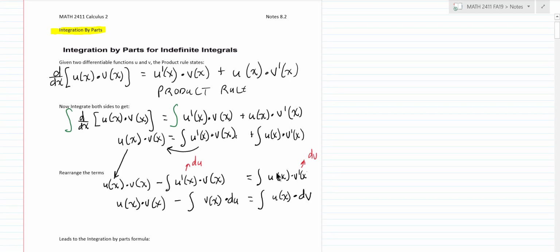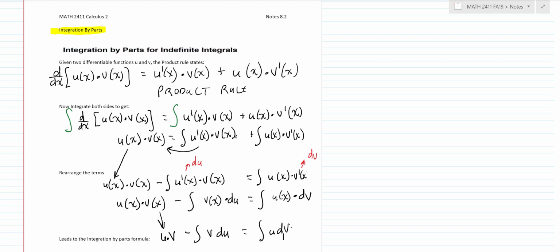So actually what we end up getting is the integration by parts formula. In shorthand notation, I can write that as u times v minus the integral of v du is equal to the integral of u dv. So that is the integration by parts formula, and it's derived from working with the product rule.